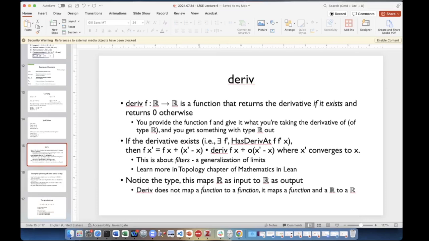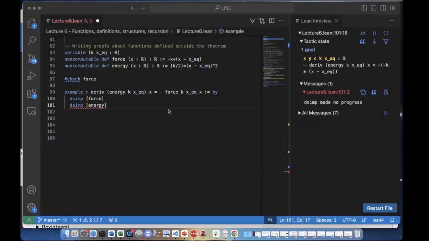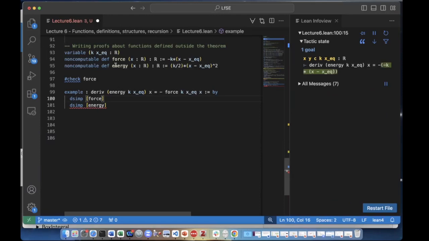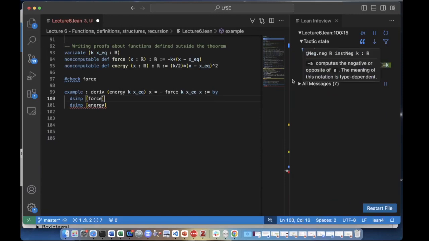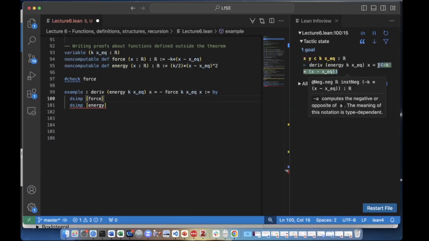Deriv does not map a function to a function. It does not map an expression to an expression. It maps a function and a real number to a real number. It maps a function and a real to an expression. Dsimp is taking a function for force and it's replacing that whole function and it's ending up with an expression out here.